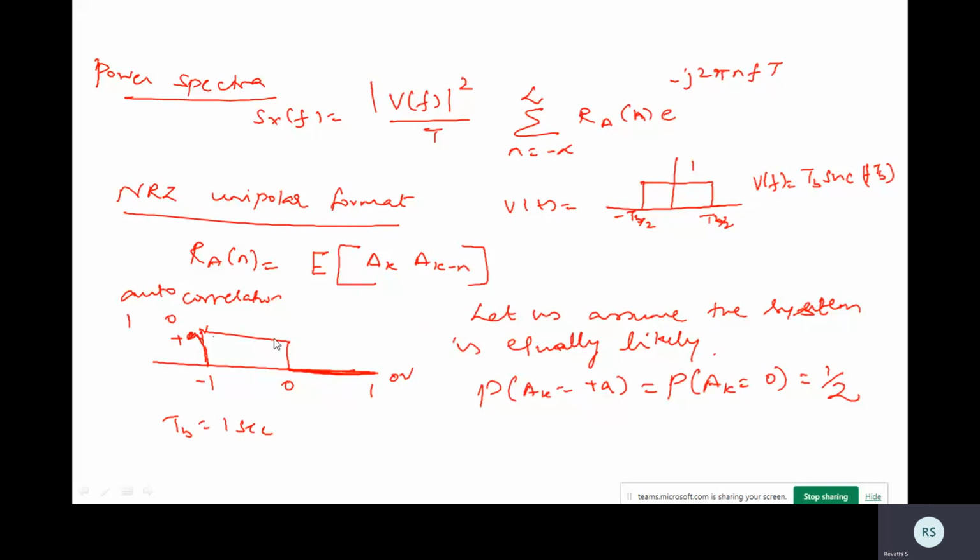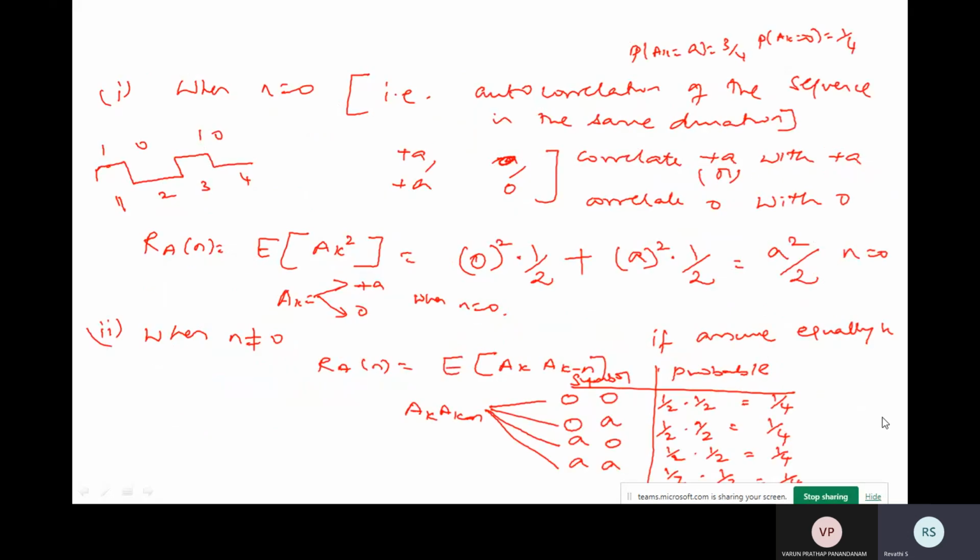Here I have given how to represent 1 and 0 in unipolar format. 1 is represented by positive A volts and 0 is represented by 0 volts. Now we make an assumption that the symbols are generated in an equally likely manner, in the sense that the probabilities of generating binary 1 and binary 0 are equal. Therefore the probability of ak equal to plus A and the probability of ak equal to 0 are both equal to 1 by 2.